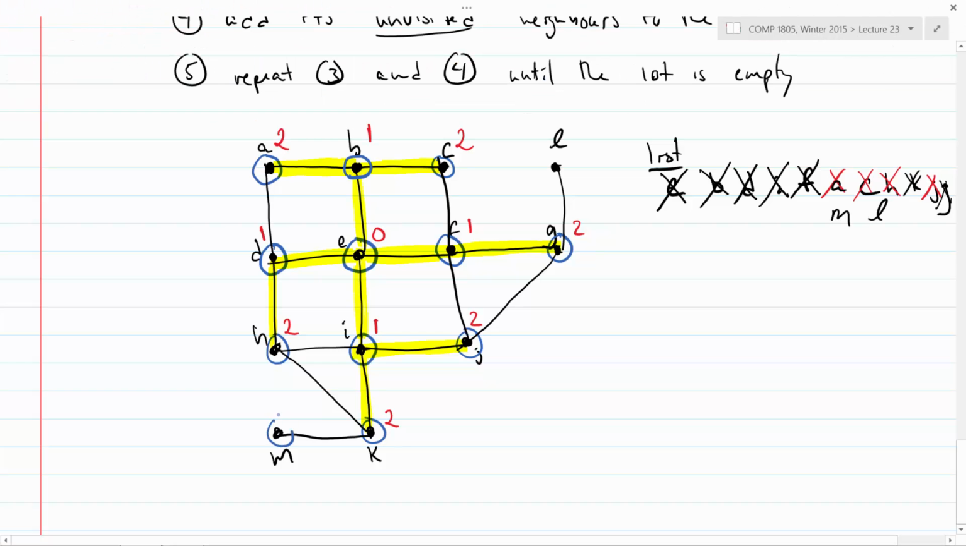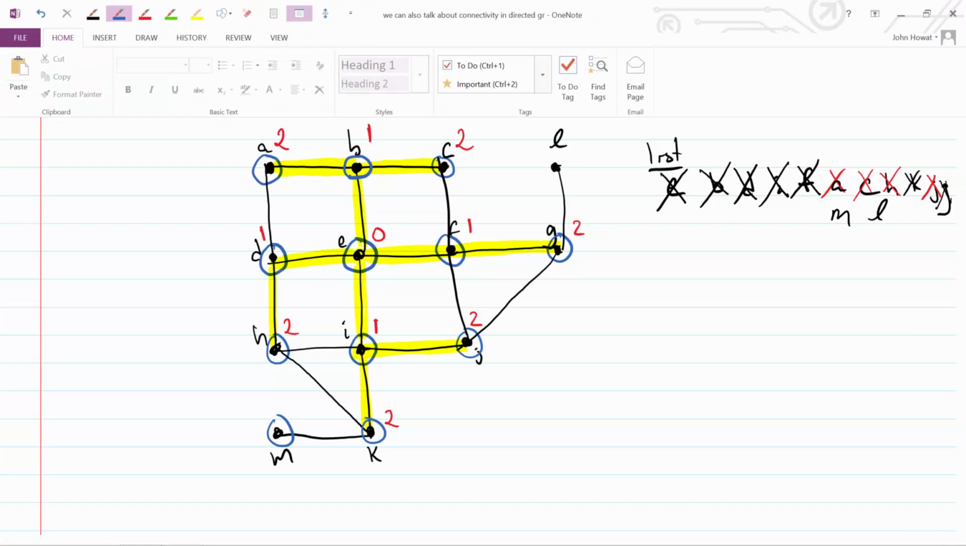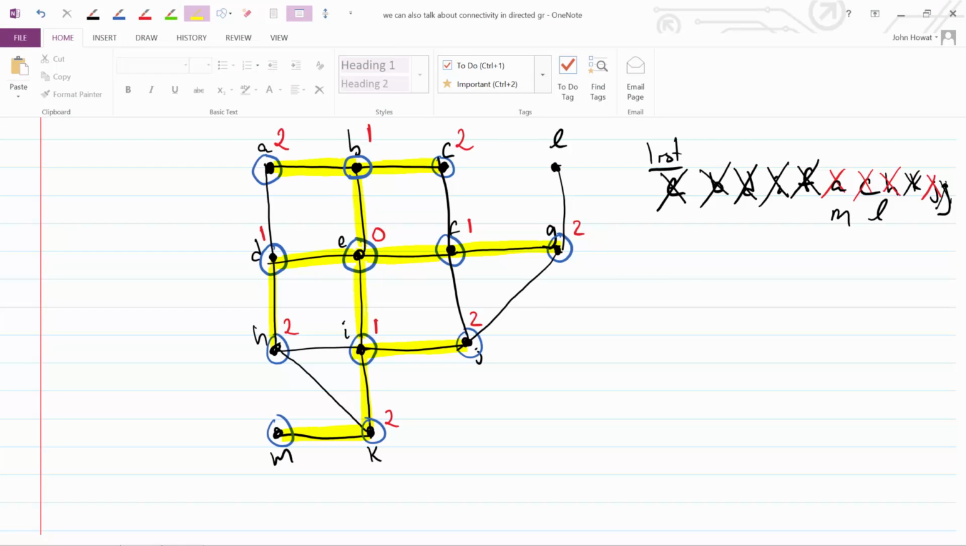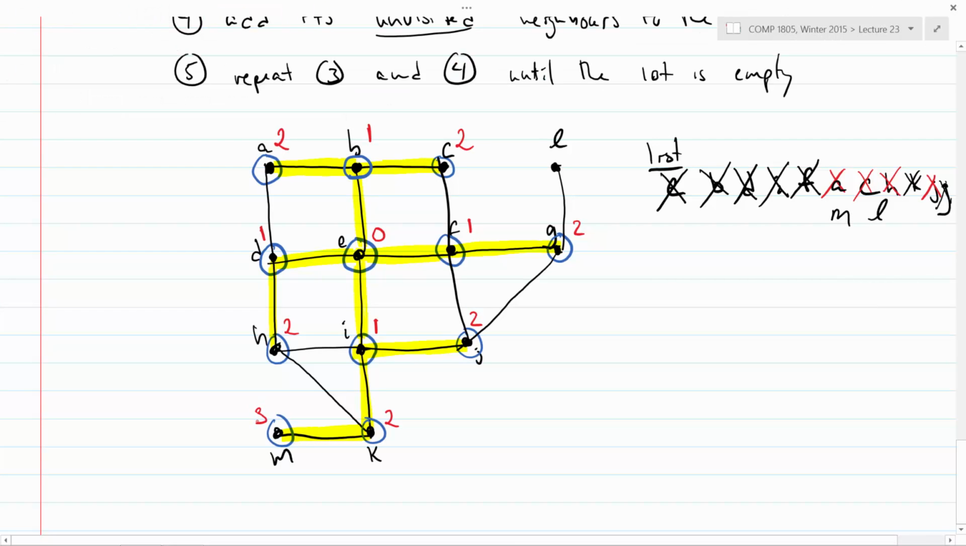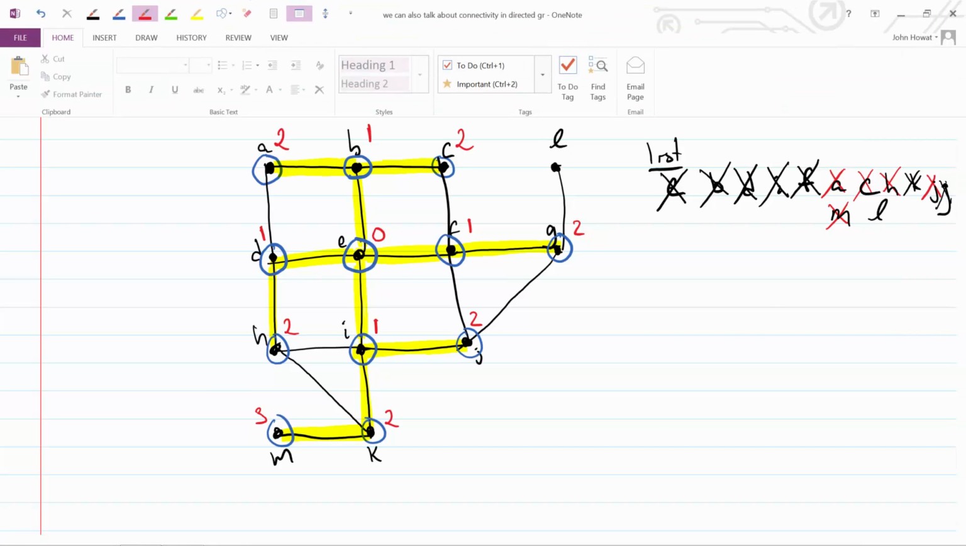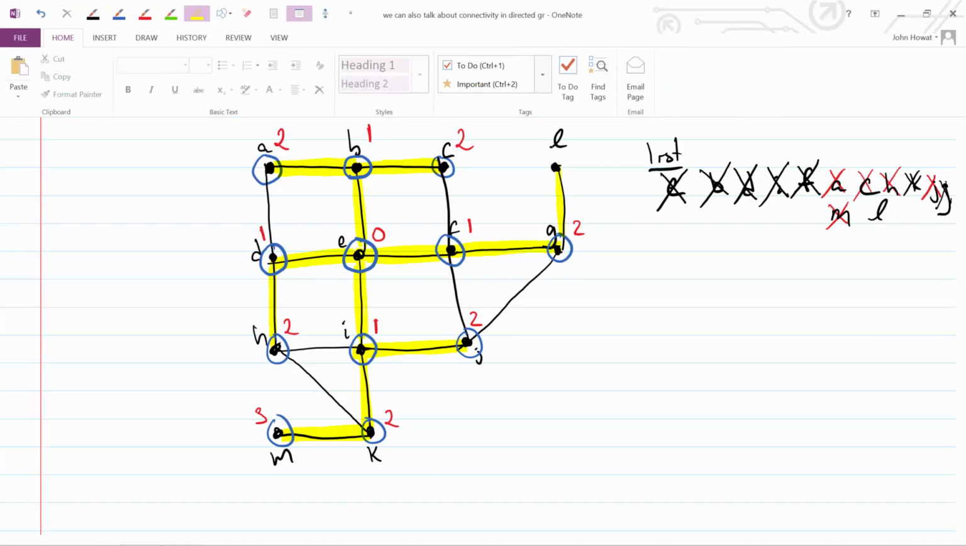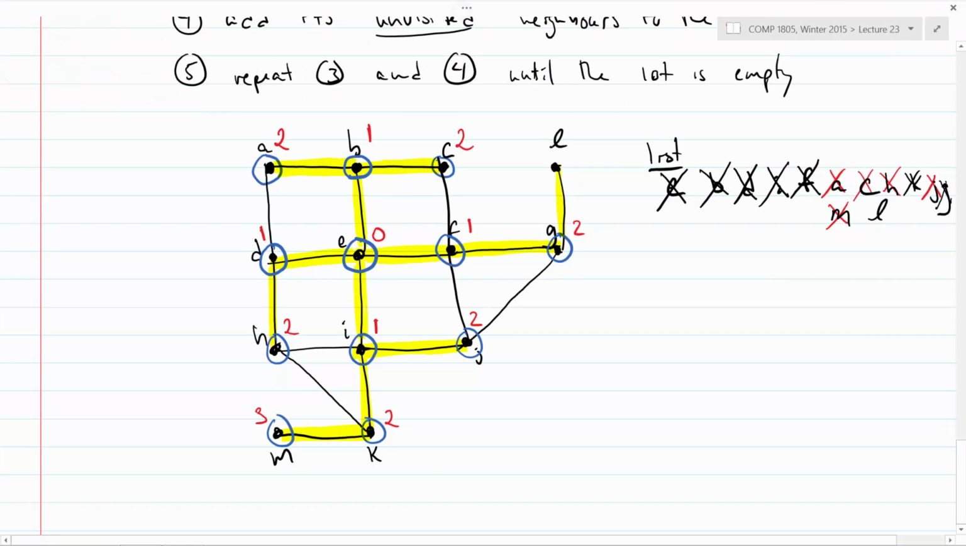So I visit M, and I got there through K, and I had to because there's no other way to do that. So M has number 3. So now M is done, and now I go to L. And L is now visited and has number 3. And now the list is empty, so I'm done.